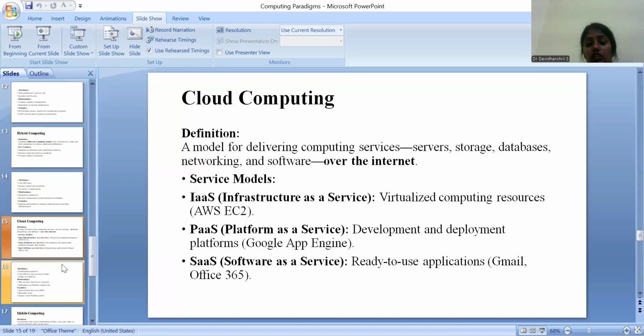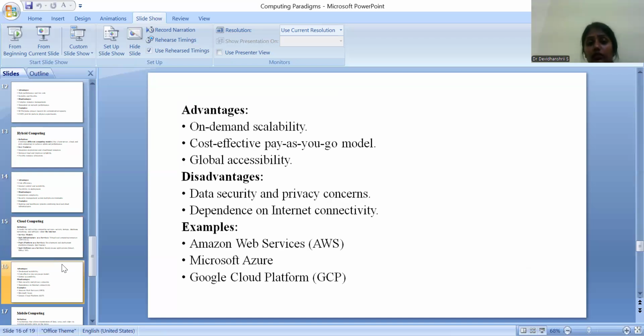We have service models: IaaS, infrastructure as a service, PaaS, platform as a service, and SaaS, software as a service, which are ready to use applications. Advantages are on demand access, scalability, cost effectiveness, and the pay as you go model, so you pay for how much you use. Disadvantages are data security, privacy concerns, and dependence on internet connectivity.